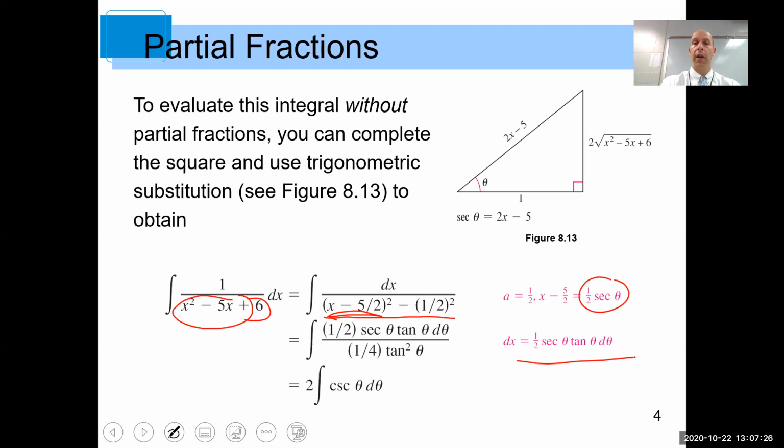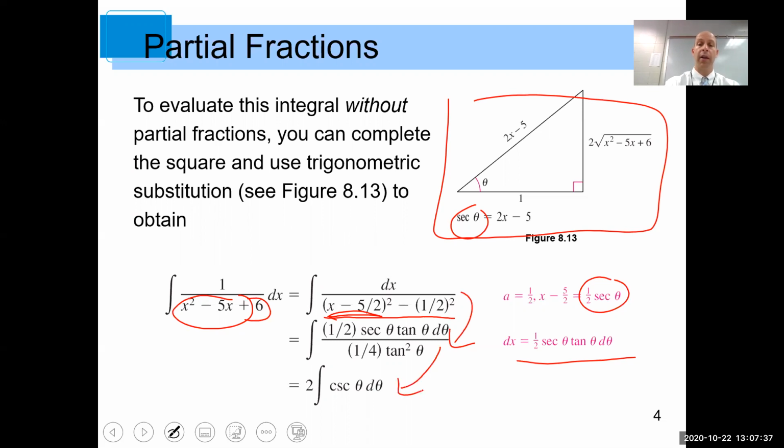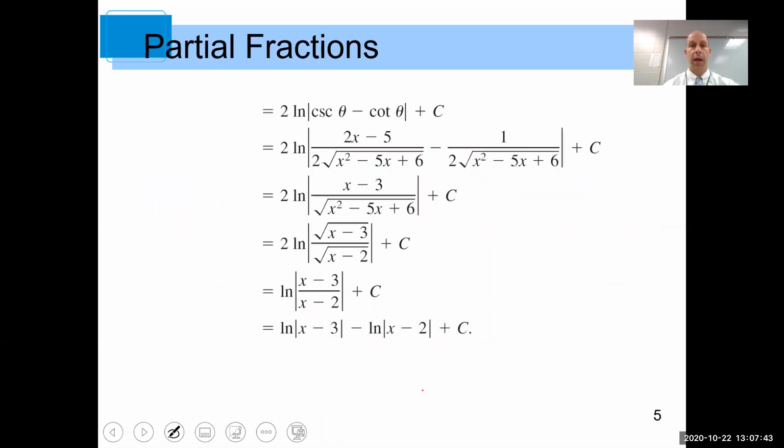Here's our reference triangle. Remember, secant theta is 2x minus 5. Anyways, we continue through here. We make our trig substitutions, and then we clean things up. There actually is an integral for cosecant theta, and it turns out to be the natural log of cosecant theta minus cotangent theta. We combine like terms, do a little simplifying, and eventually we get the following answer.